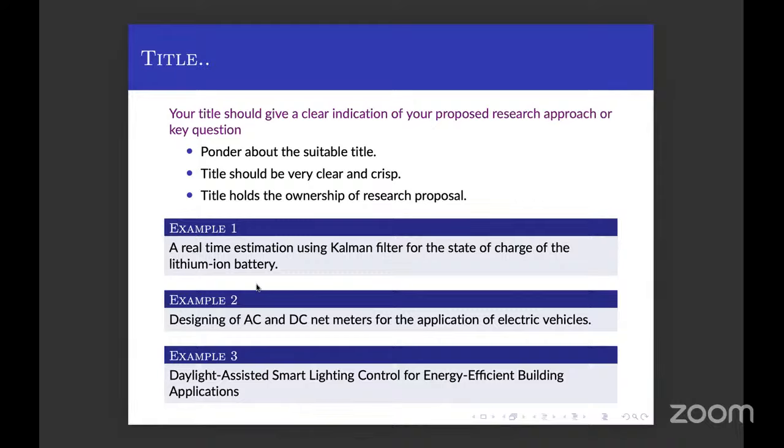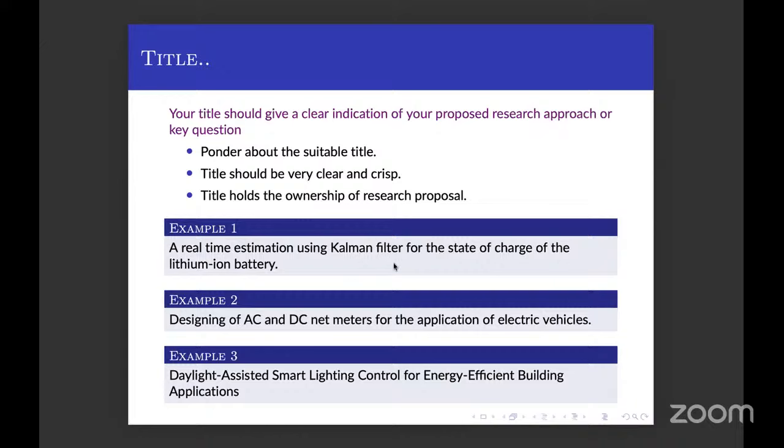So I have kept a few examples in a similar domain. My area is electric vehicles, and that is why I have kept all these things. The first: a real-time estimation using Kalman filter for the state of charge of the lithium-ion battery. So what I am doing is making a real-time estimation. Estimation means I am estimating something from the observed data. What am I going to use? I am going to use a Kalman filter.